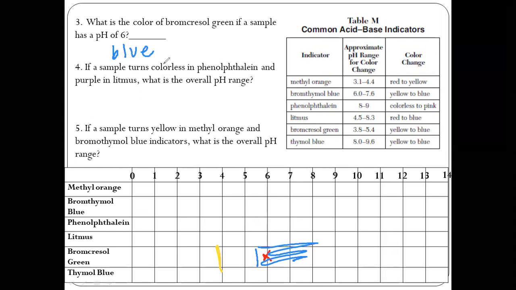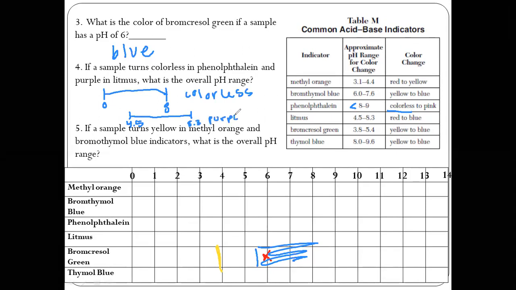In number 4, it says, if a sample turns colorless in phenolphthalein. So I'm going to look at phenolphthalein, and it's colorless up to 8. This is how I like to set it up. 0 to 8, it's colorless. You don't have to write colorless. And then it's purple in litmus. So litmus is purple in the middle, between 4.5 to 8.3, it's purple.